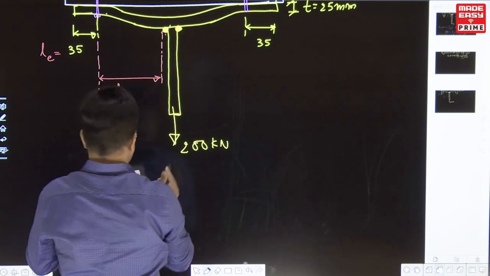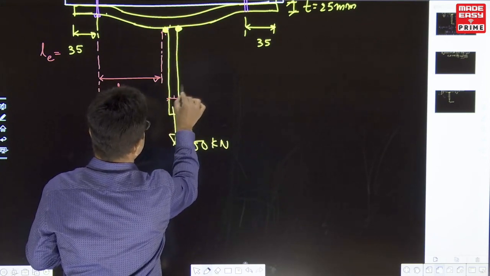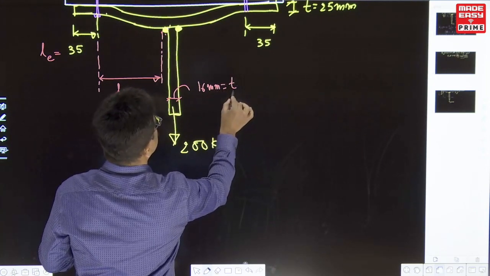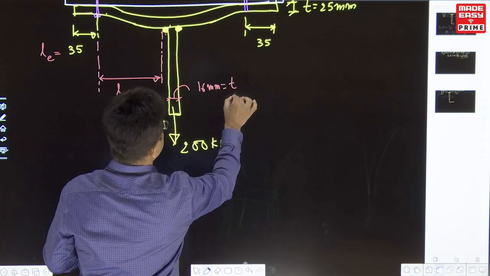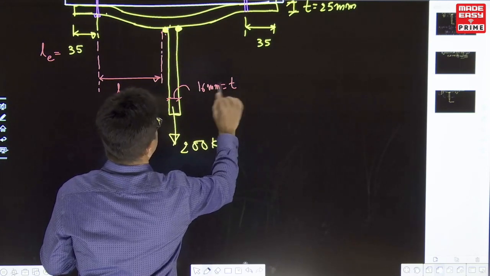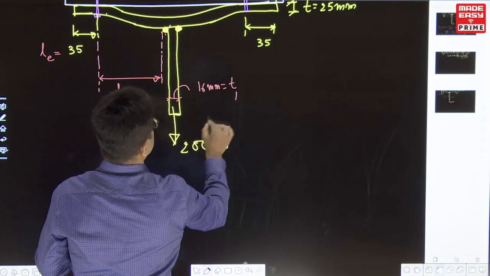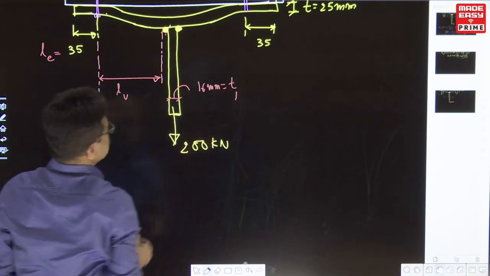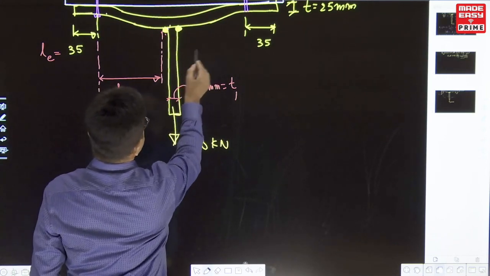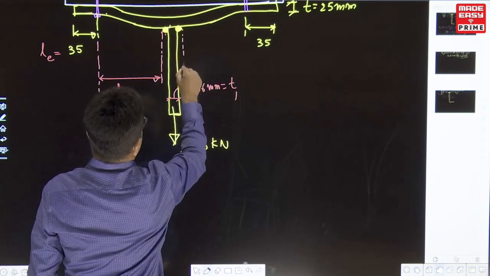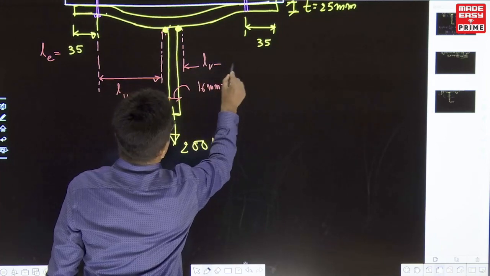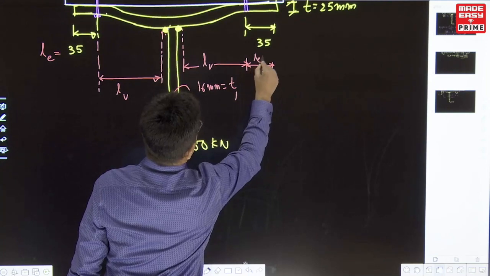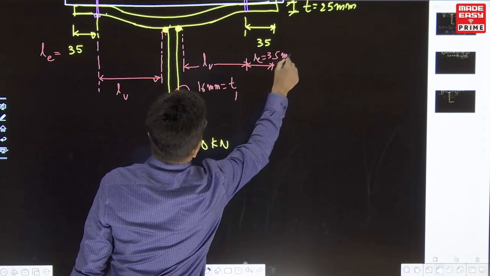The thickness of the plate has been given as 16 mm. This is the thickness of the plate. This is some other plate, say the thickness of the bracket. T1 we will call it, to differentiate between that T and this T. Same is the case here also. This is LV and this is LE. LE is given as 35 mm.